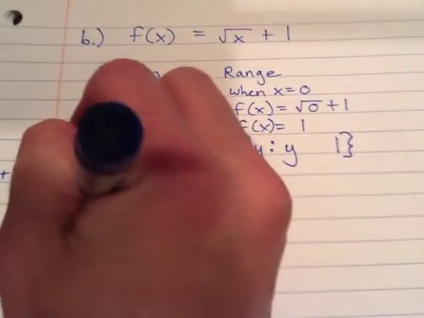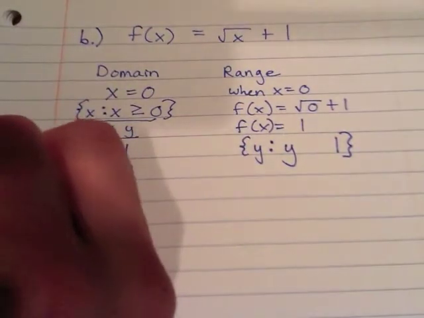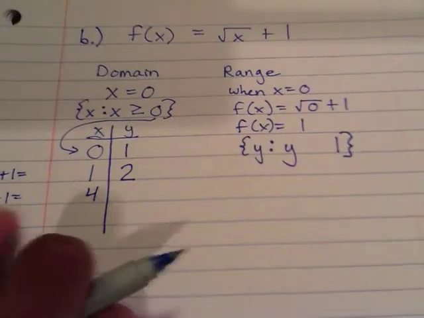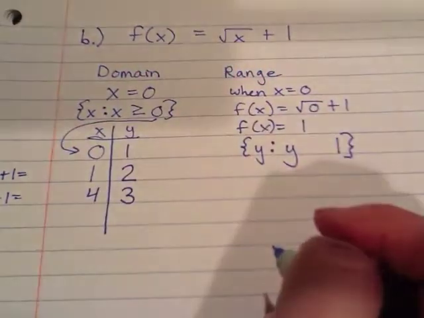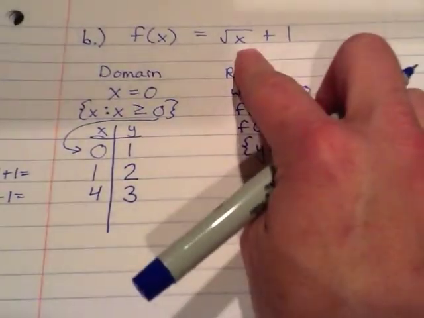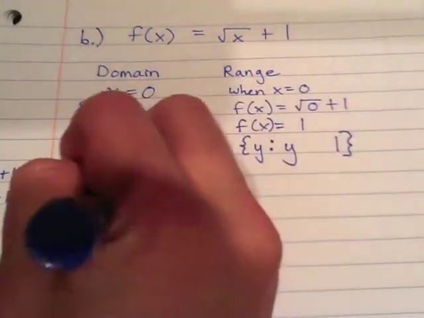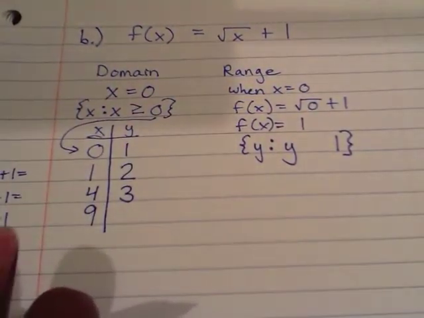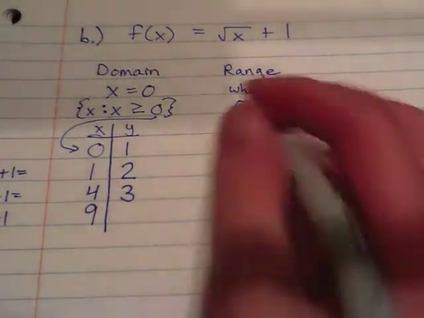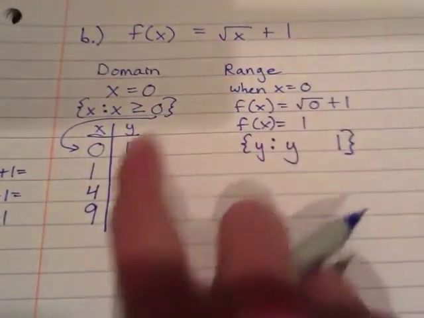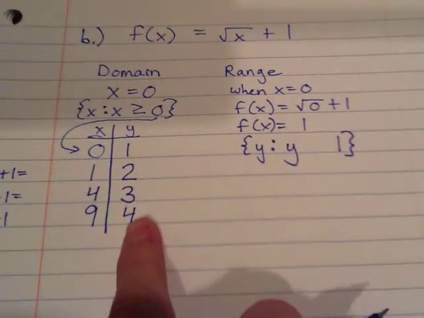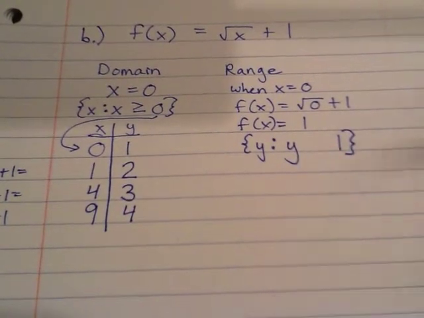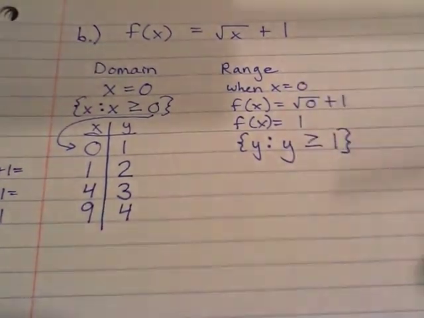Okay, pick another square root value: 4. Square root of 4 plus 1, so the square root of 4 is 2, and 2 plus 1 is 3. And then pick one more, so 9. The square root of 9 plus 1, square root of 9 is 3, 3 plus 1 is 4. So what's happening with your y values? They're all going bigger, so everything is going to be greater than or equal to 1.